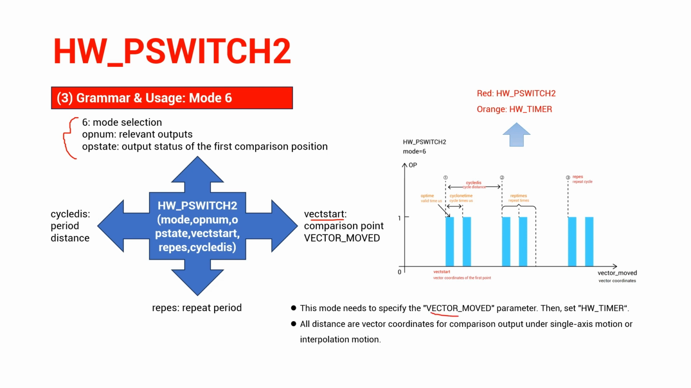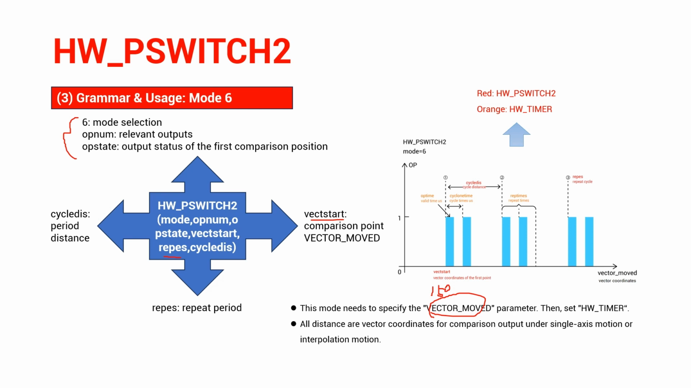But vector move is a vector parameter. So for Mode 6, in the above situation, it moves 150 units. Then this can be used in occasions that move forward and reverse. In short, vector start sets which point to start comparing from. It can set the comparison to be triggered after moving 50 or 100 vector distance.